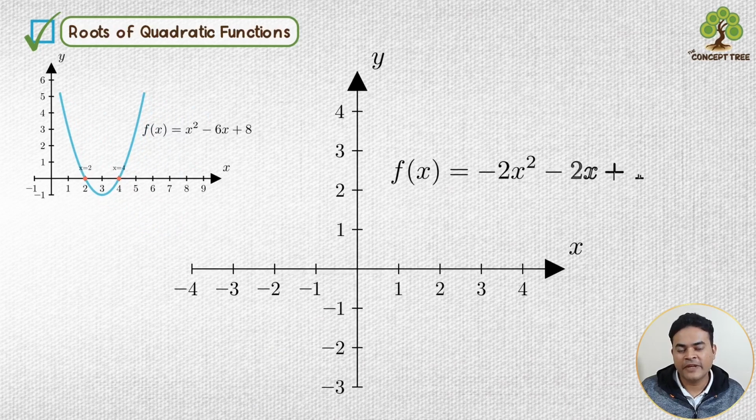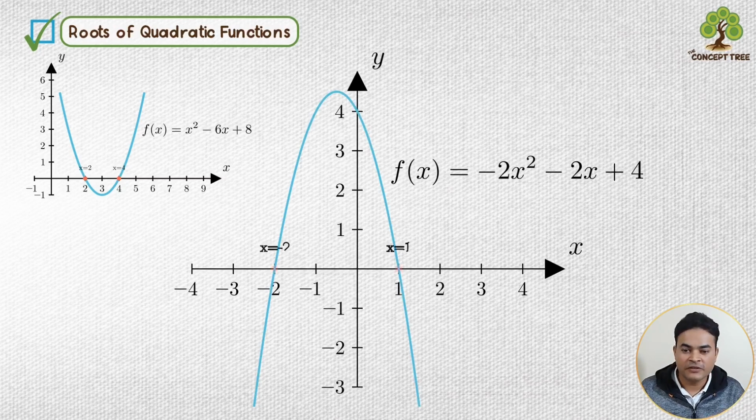So this time we take the function as −2x² − 2x + 4. So if we plot the graph, we get 2 points, x equal to −2 and x equal to 1. These are the 2 points where the graph cuts the x-axis. So these are the roots of this quadratic function. If you solve the equation, let us say −2x² − 2x + 4 = 0, again you will get these two values as the solution.